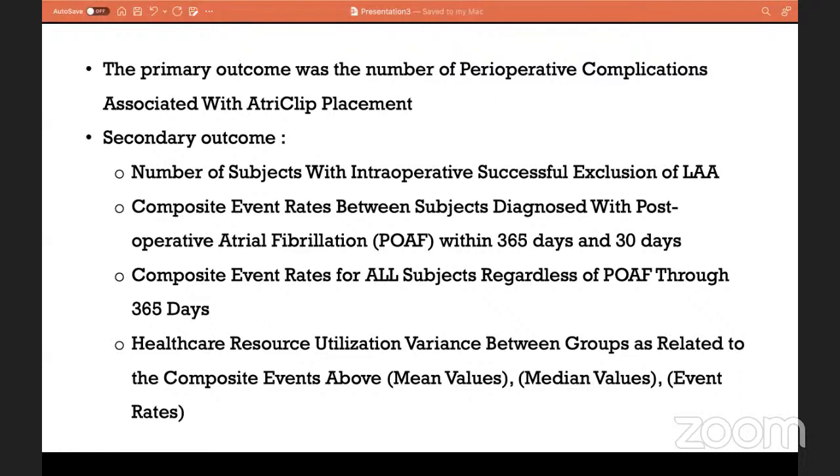The second point of the secondary outcomes is the composite event rates between subjects diagnosed with post-operative atrial fibrillation within 1 year and 30 days, and composite event rates for all subjects, regardless of post-operative atrial fibrillation, through the 1 year. Lastly, healthcare resource utilization varies between groups as related to the composite event above. This means the hospital length of stay and hospital readmission for patients who developed post-operative atrial fibrillation.